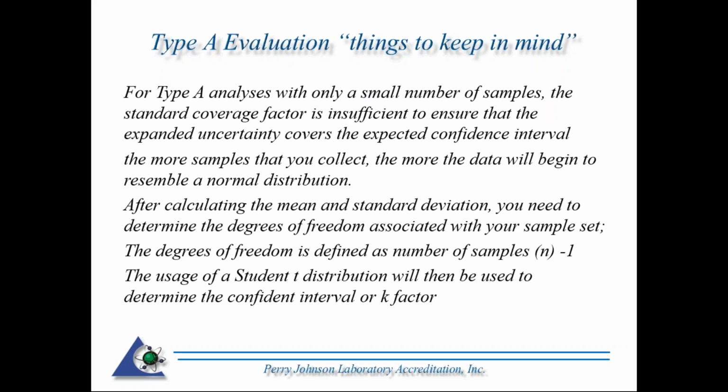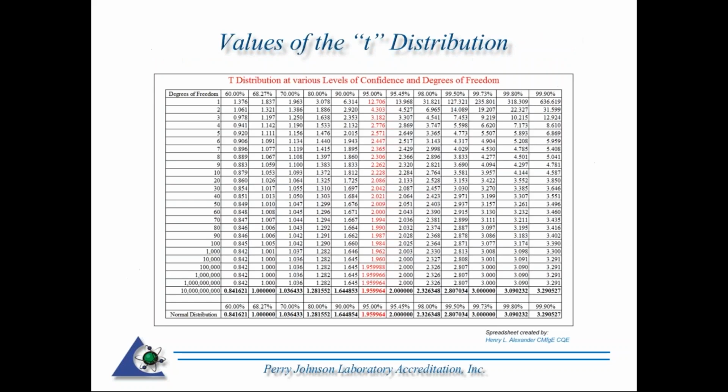The usage of a student t distribution will be used to determine the confidence interval or the K factor. Now, the K factor, where does that come from? You see that often on calibration reports. Calibration uncertainty is based on a 95% confidence interval with a K factor of two. And that is obtained from what we have up here now, a student T table.